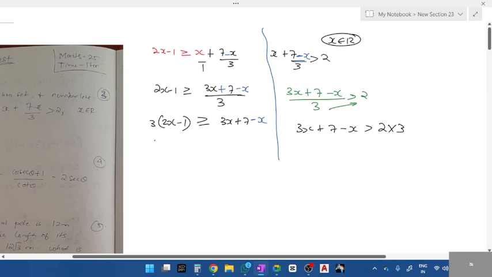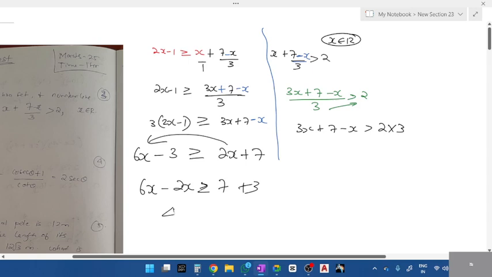Is B quick, students? Done. When you open the bracket, what do you get? 3 2s are 6x minus, is greater than, what is 3x minus x? 3x minus x is 2x plus 7. This goes to the other side. What do you get? 6x minus, is greater than equal to 7 plus 3. So 4x is greater than equal to 10.